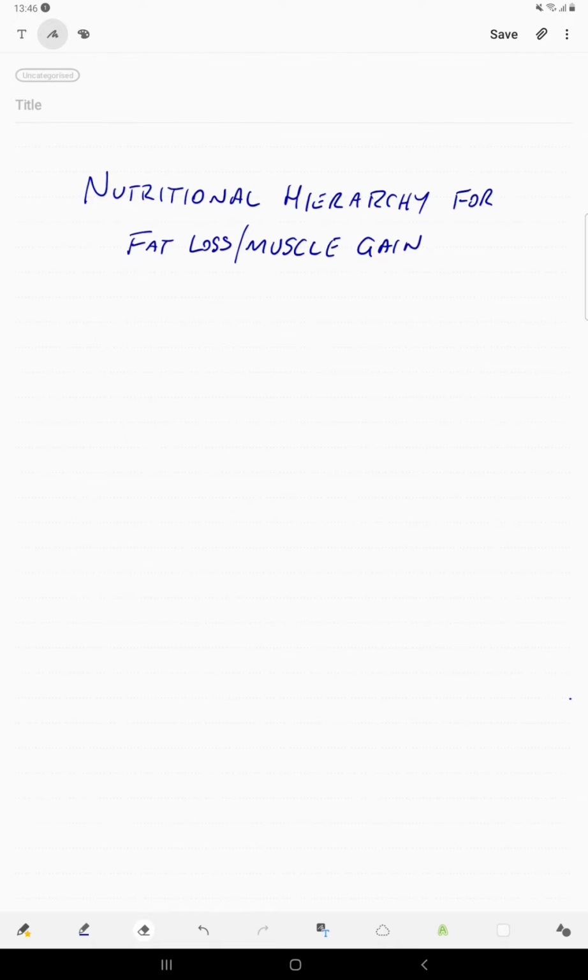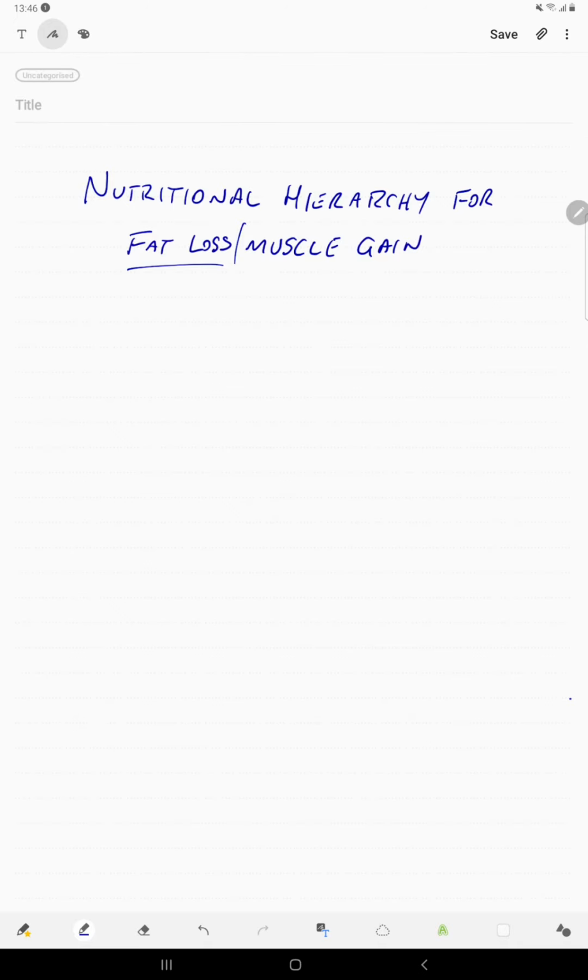We're going to have a look at the nutritional hierarchy for fat loss and muscle gain, which is basically a fancy way of saying the order of importance of the various factors that go into whatever your body comp change goal is. We're going to look at fat loss, take fat loss as our example, just because it's the first one there.